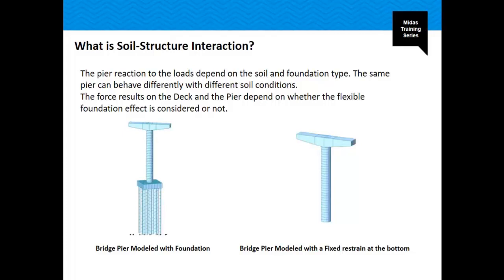So in this case, we have the same pier, and we can obtain two different results from these particular piers, since one of them considers the piles and the pile caps, and the other one does not. The force result on the deck and the pier depends on whether the foundation is flexible or not, or whether it is considered or not. So this is something that we have to take into consideration. Even though performing the simple method of doing the analysis is acceptable, it does not necessarily mean that it is the proper way of doing it.